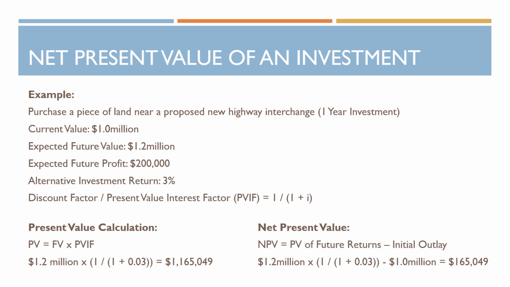How much will that $200,000 be worth for today? So in this case, we're using the $1.2 million, which is the present value of future returns, times 1 over 1 plus 0.03. And then we take this present value of future returns minus what we initially invested in this project, which is $1 million. In this case, 1.165 million minus 1 million, we now have $165,000.